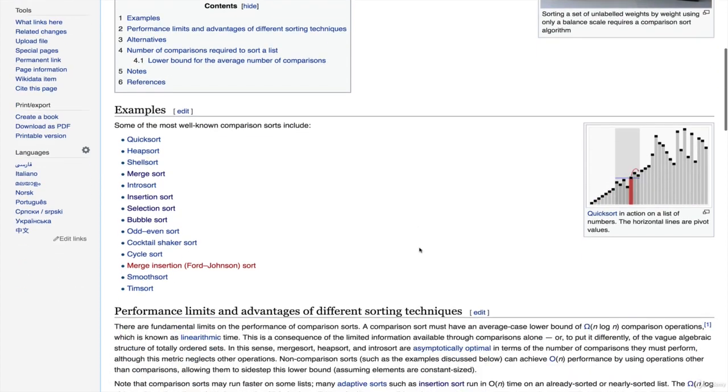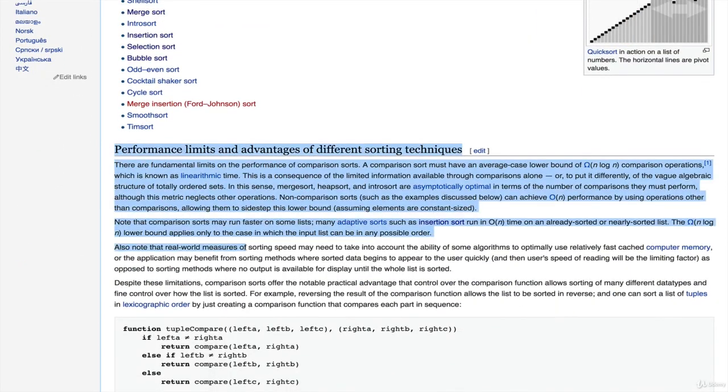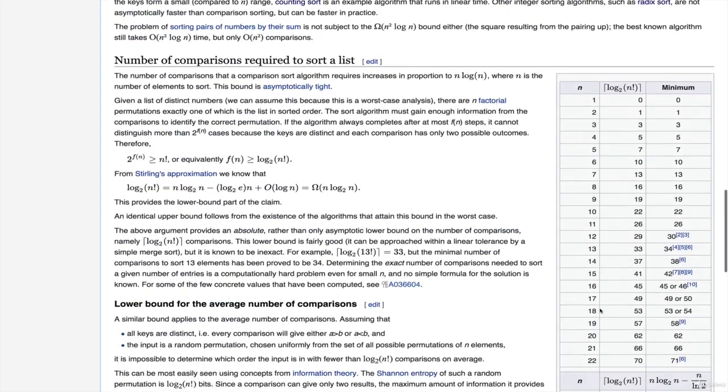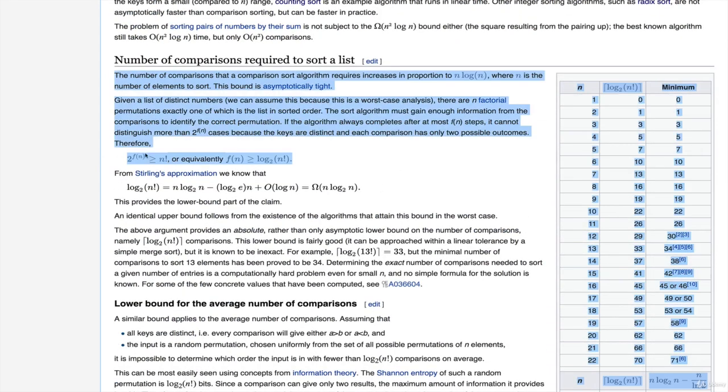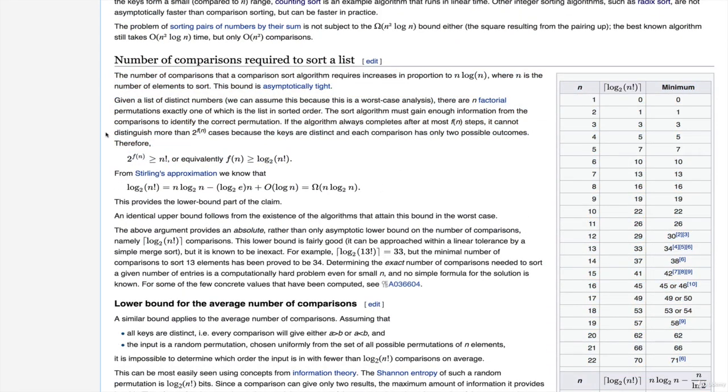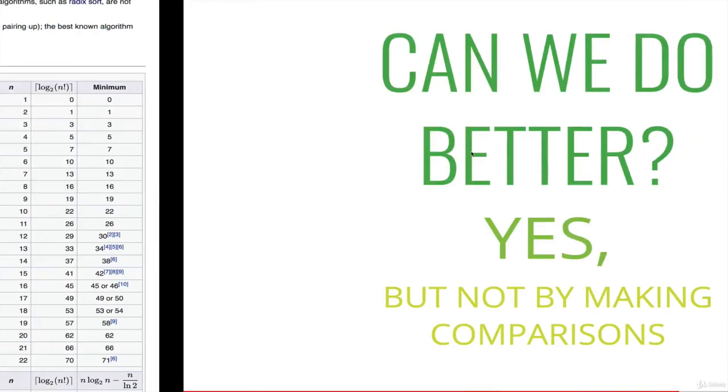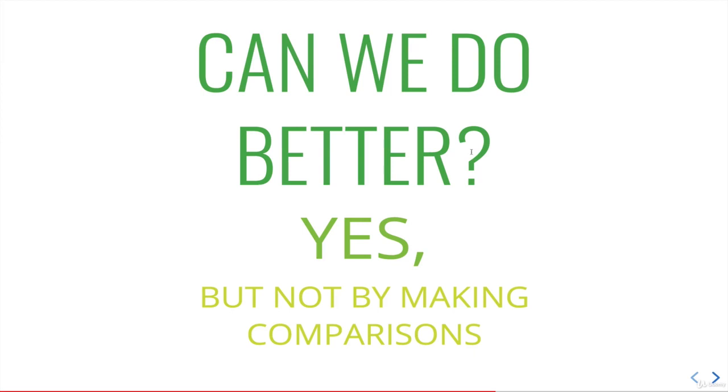If you want to learn more about the reason for it, you can read this Wikipedia article. It goes into a little bit of a proof down here that explains how we arrive there. It all has to do with the limited information that we can gain from a single comparison. There is a mathematical bound to that. Anyway, that's not really the focus here because we have a solution. We have a way around this, but only in certain cases.